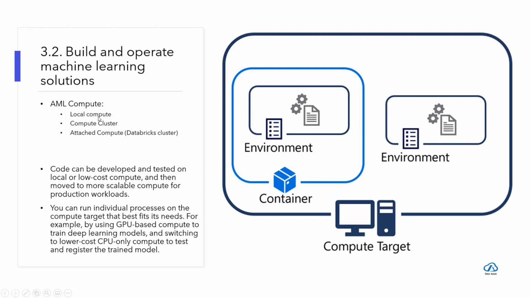In the AML compute, you will see options like local compute, compute cluster, and attached compute. Local compute is the single machine that you are using. Compute cluster is a big GPU cluster that you can provision for multi-node model training. And attached compute could be external compute like Databricks. Code can be developed and tested on local or low-cost compute, and then moved to a more scalable compute for production workloads. You can do that for cost purposes, and you can run individual processes on the compute target that best fits its need.